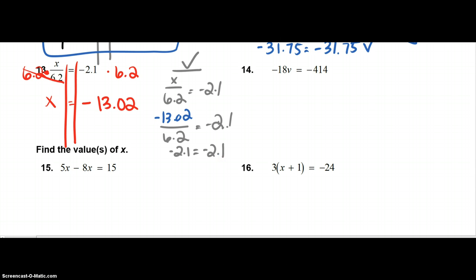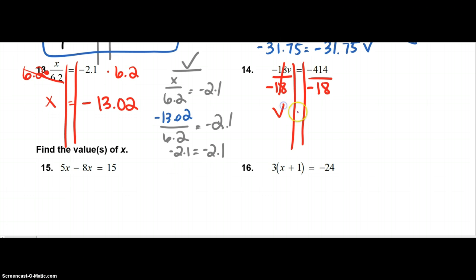Lastly, we have number 14, negative 18v equaling negative 414. I'm going to draw my two parallel lines. Here we have negative 18v. When a number is connected to our variable here, that is multiplication. So to undo multiplication, we have to use division. So we're going to divide by the number that's connected to our variable, which is negative 18. So again, we're going to divide both sides by negative 18. Whatever you do to one side, you have to do to the other.